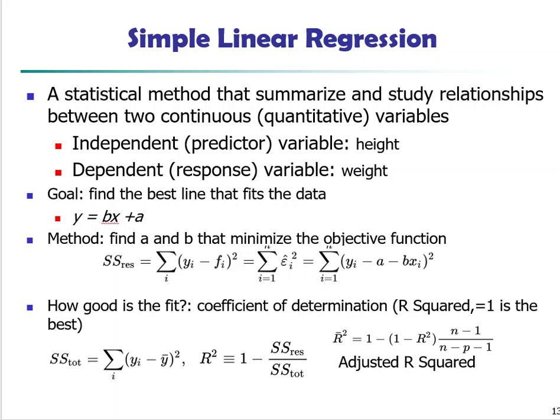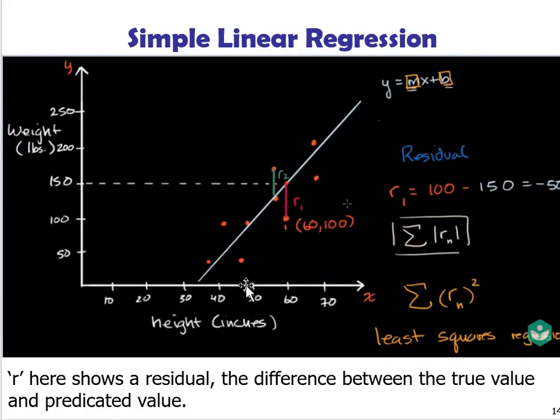If we don't fit this line, instead we find the mean value of y and just use the mean value as this line to predict. So we find the mean value along the y-axis and use this line to predict, and see how much of the residual we're going to get. So we compare the goodness of this line to the goodness of maybe this line.